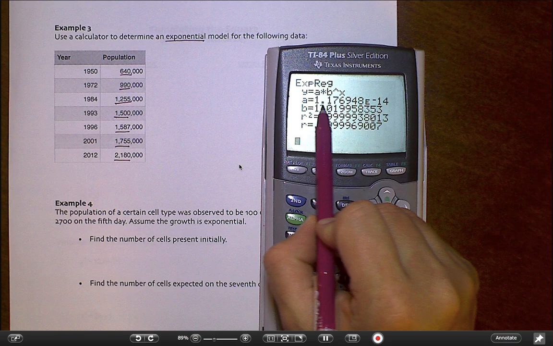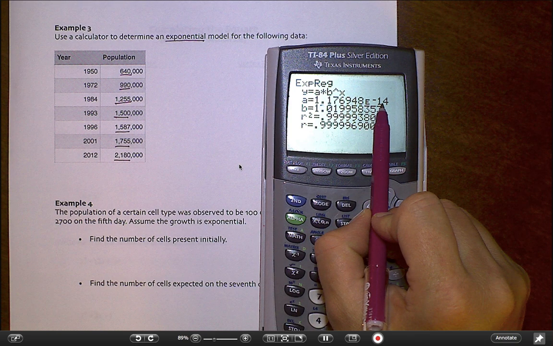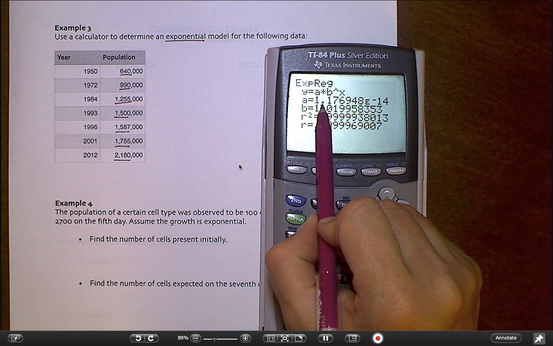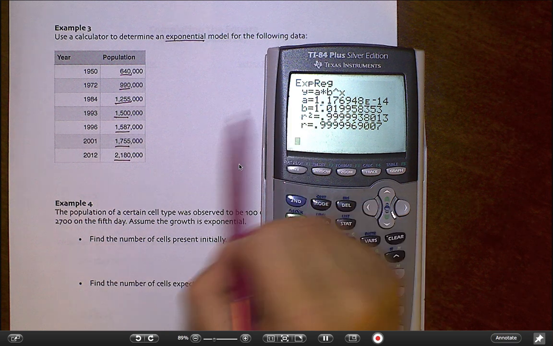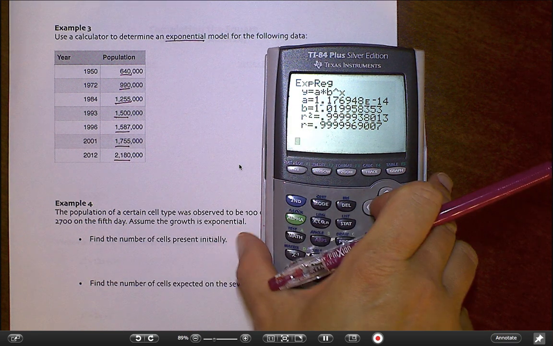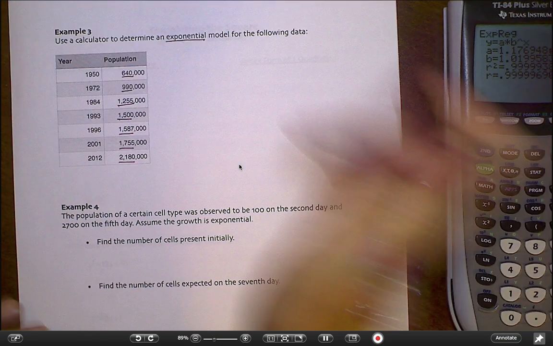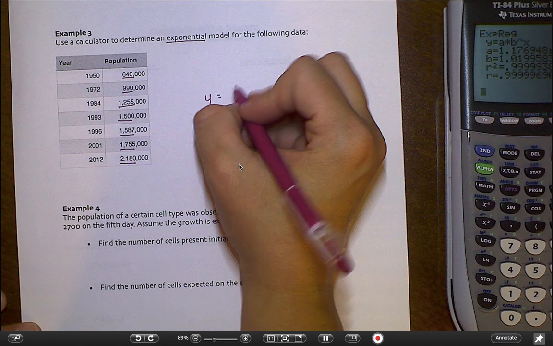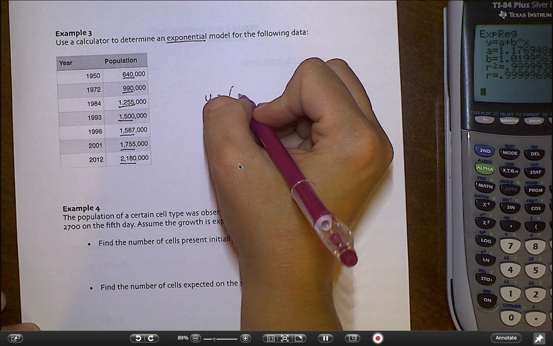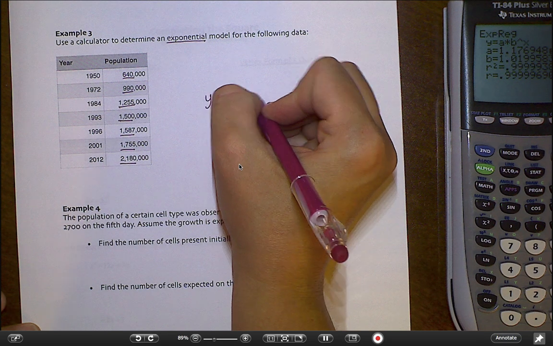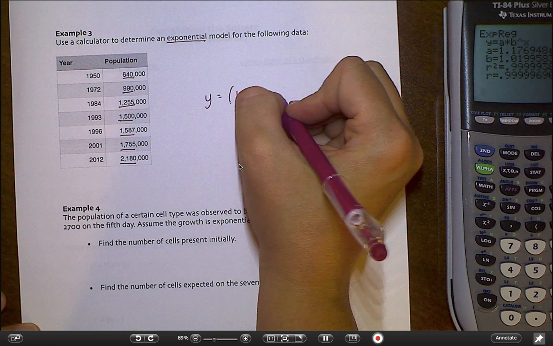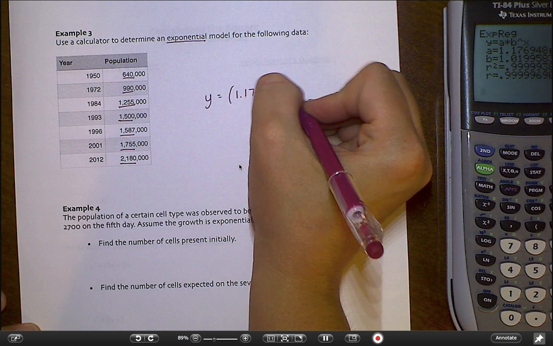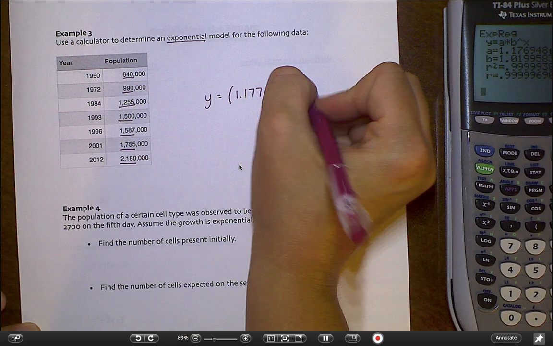this would be like 1.17 times 10 to the negative 14th power, which means that I should really move my decimal point over 14 times. I really don't want to write out all those zeros, so I'm going to write my model still just using that scientific notation number. So I'm going to write it like this. 1.177, I'm rounding that, times 10 to the negative 14th power.